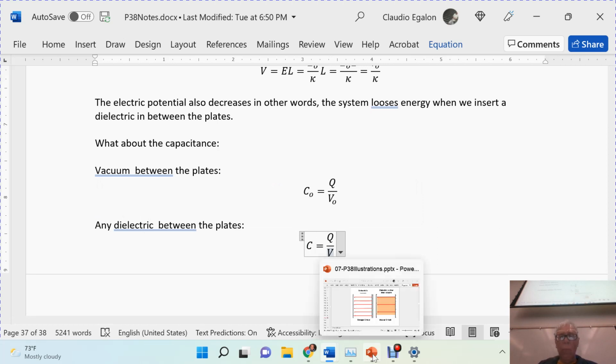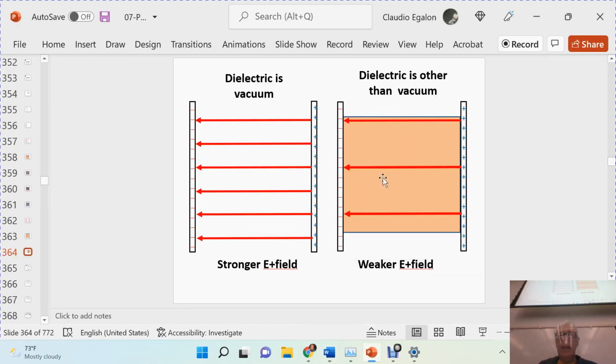When we put a dielectric here, the amount of charge doesn't change. Why doesn't it change? There's a reason. If I have a capacitor charged with Q and the dielectric is vacuum, and then I put in a dielectric different from vacuum, does the charge change or not? And if it does or does not, why is that? Think about that.